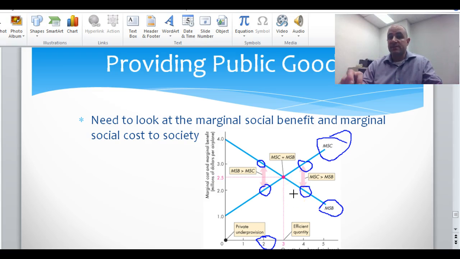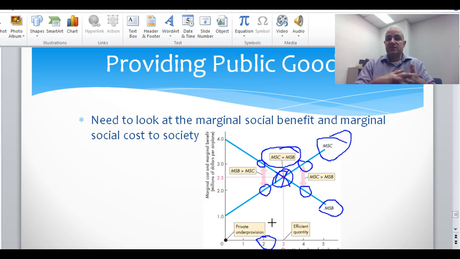The cost is greater than the benefit. So you don't want to produce that much. So just as with the private market, what is best for society is this part where the marginal social cost equals the marginal social benefit, which is going to be our equilibrium point here. That is the efficient quantity. Okay, that is where society is the best off of that good.